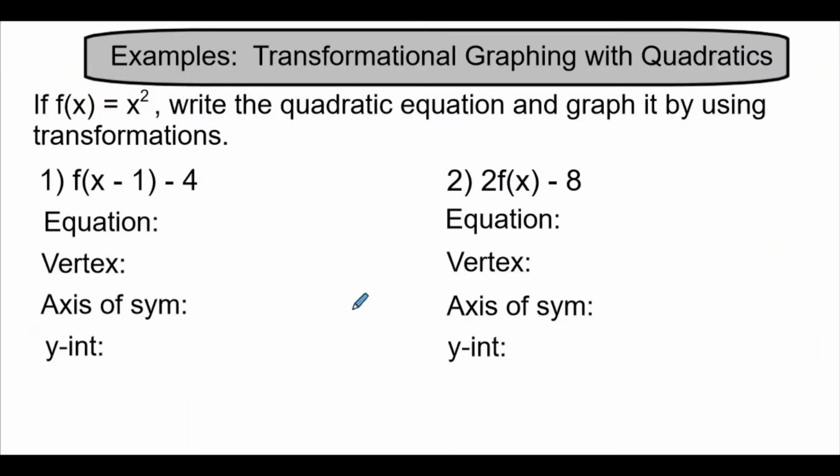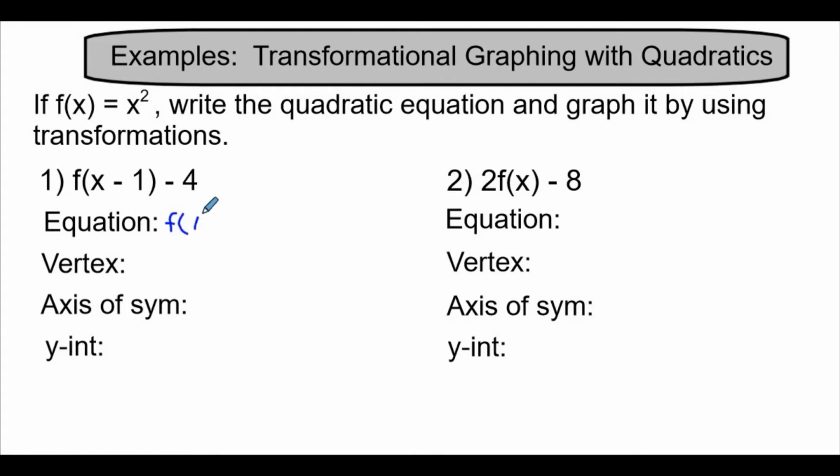So the first thing we're going to focus on in our examples is just to review how transformational graphing works with quadratics. I did mix it up a little bit here, and I'm asking you to graph f of x minus 1 minus 4. I did this just so you can see a different way of how it might be presented to you on an SAT or in a different teacher's class. So the direction says f of x is x squared. Write the quadratic equation and graph it by using transformations. So what that means is that f means x squared. So the first thing I want you to do is to write down, well, what is the equation?